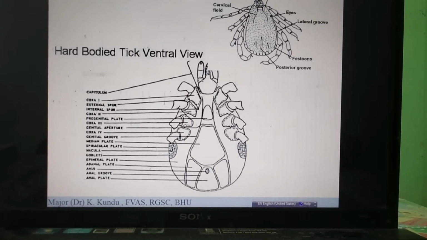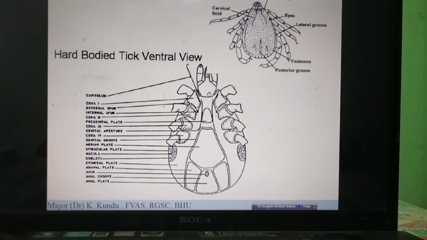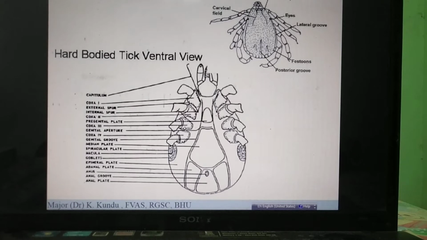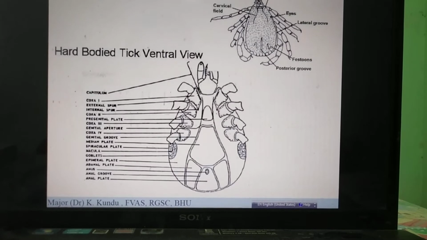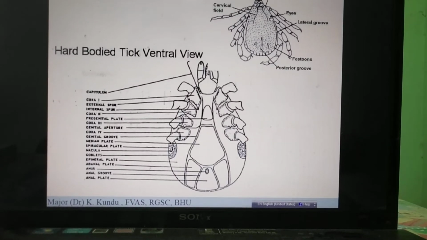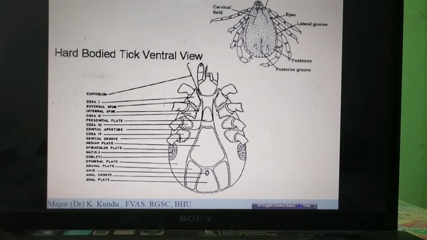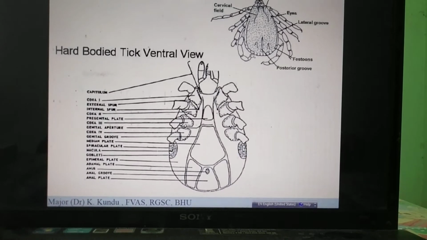But if the palps are equal to the length of the capitulum, the length of the palps or the mouth parts is same as that of the basis capituli, they are called brevirostrate. Now apart from that, the males and the females can be differentiated on the basis of the scutum. In the males the scutum is complete, whereas in the females the scutum is partial. The presence or absence of eyes, okay. Then presence of festoons, a row of notches which are present on the posterior margin of the hard ticks. Then if they are ornate or inornate, okay.